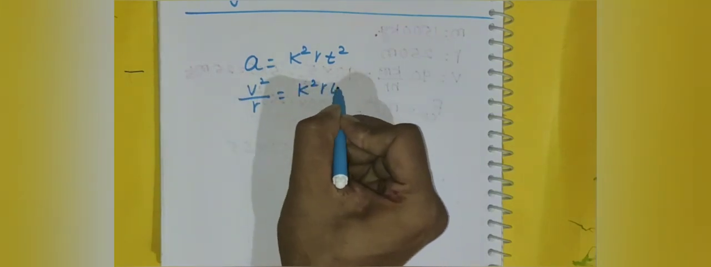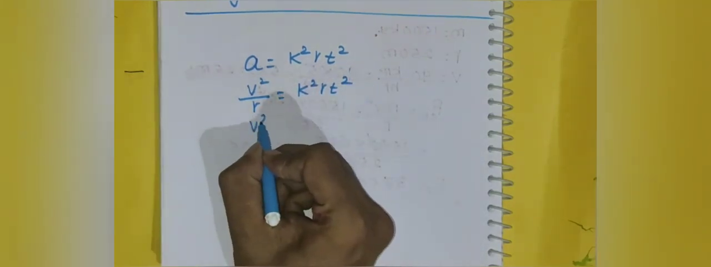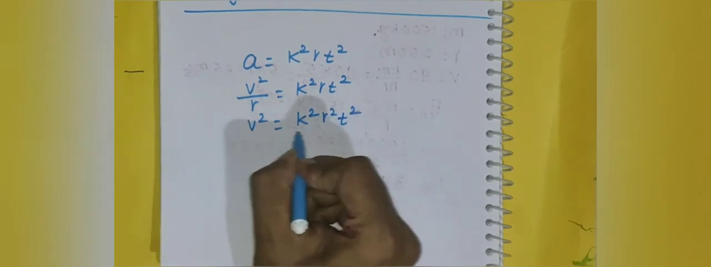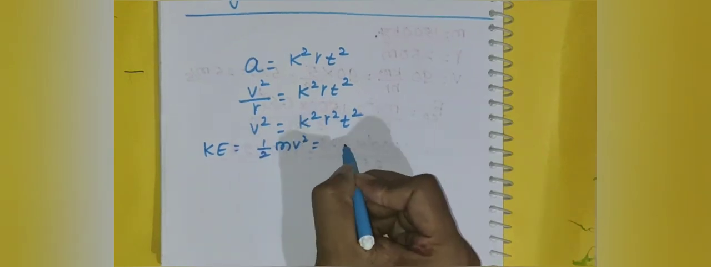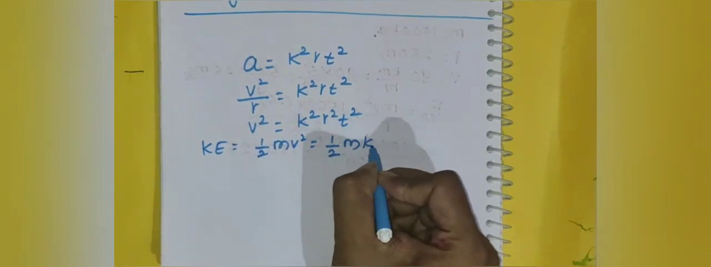But we know that the centripetal acceleration can also be written as v square by r. So v square by r equals k square r t square. So v square will be k square, this r will go with this r, so this will be r square t square. So we have k square r square t square, this is the value of v square. From this we can find the kinetic energy. So kinetic energy will be half mv square. By putting the value of v square, it will be half m k square r square t square.